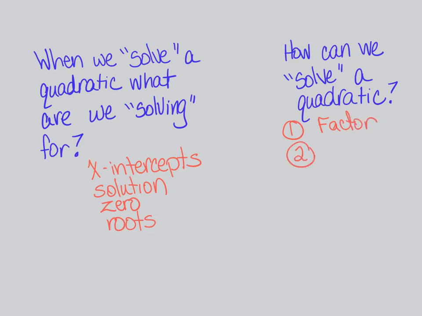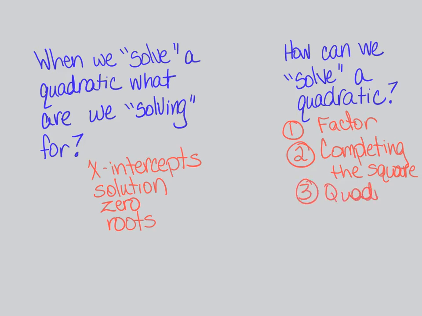What's another way? Completing the square. And I'm going to do one of those super quick just so we can remember how to do it. Okay, completing the square. And what's the last way? Good, quadratic formula. You can use any of these. You are going to get the same answer no matter what. It doesn't matter if you factor, if you complete the square, or you use the quadratic formula, you're going to get the same answer.